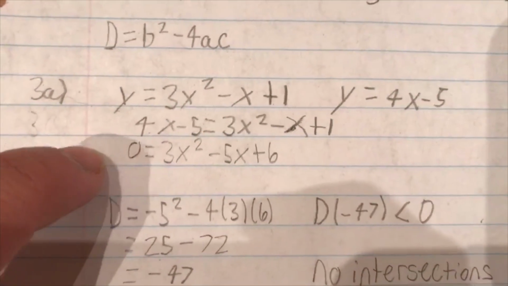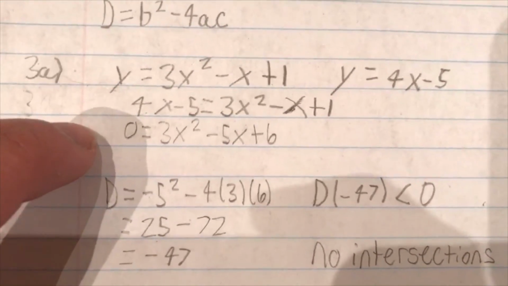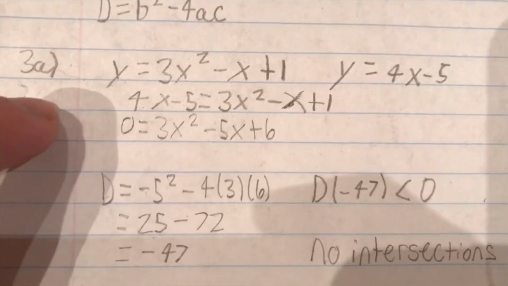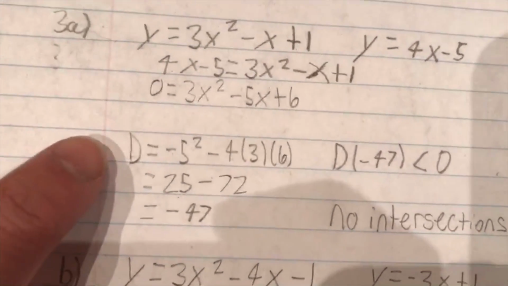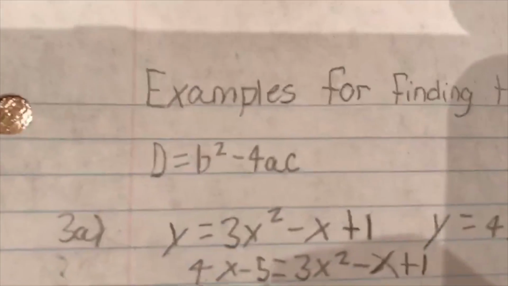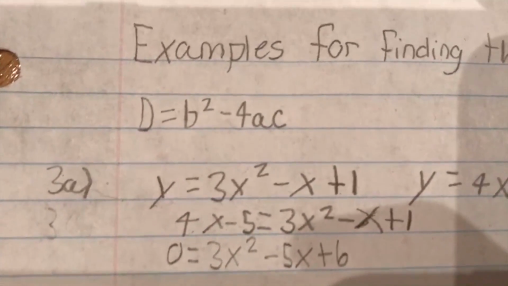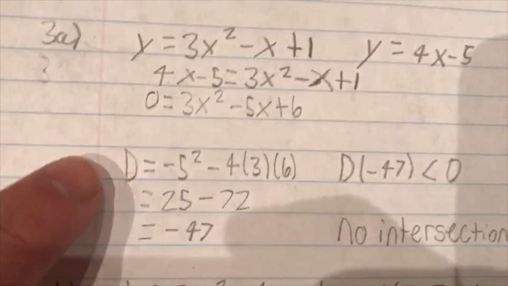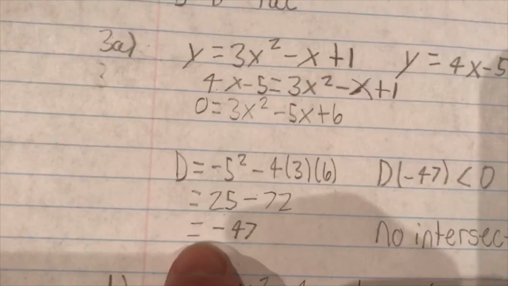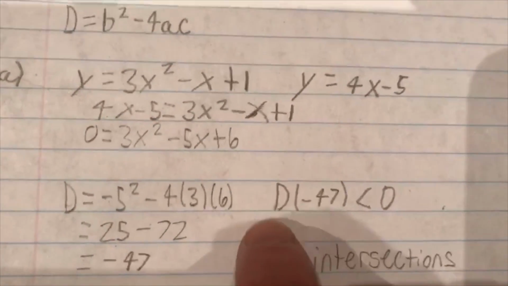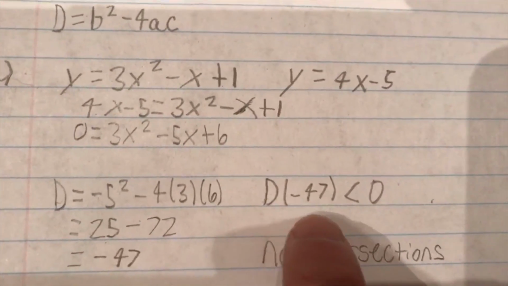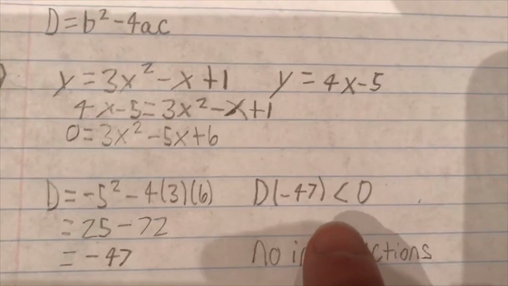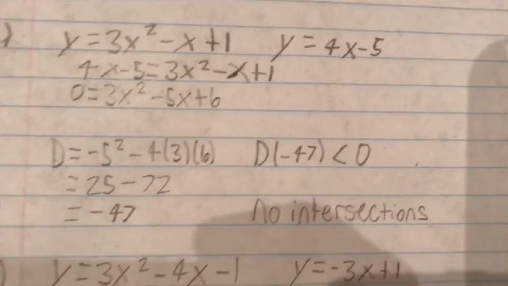And then here you make the equation equal 0, which means you group the like terms, and then you use the discriminant formula, which is d equals b squared minus 4ac. You do all that and it gives you negative 47. So d is negative 47, and negative 47 is less than 0, which gives you no intersections.